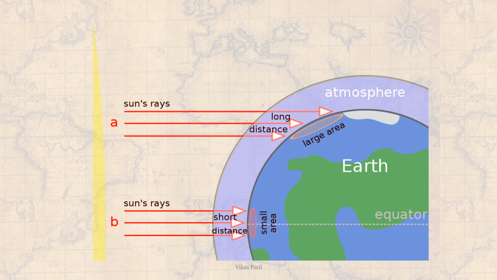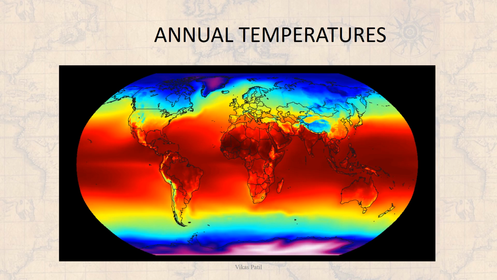So if you look at the annual temperatures map, you can easily make out that the places near the equator are the hottest as they receive the maximum heat, and places near the poles are the coldest as they receive minimum heat. And this is because of the angle of sun rays that fall here. And the middle zone is the moderate zone, right?